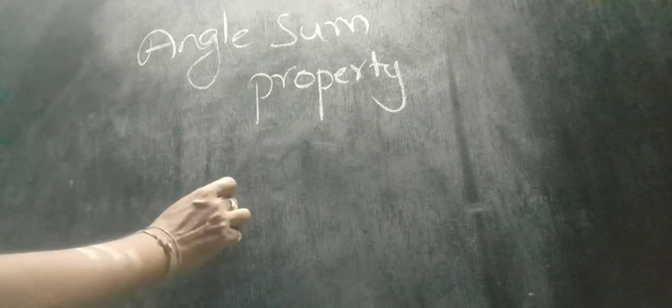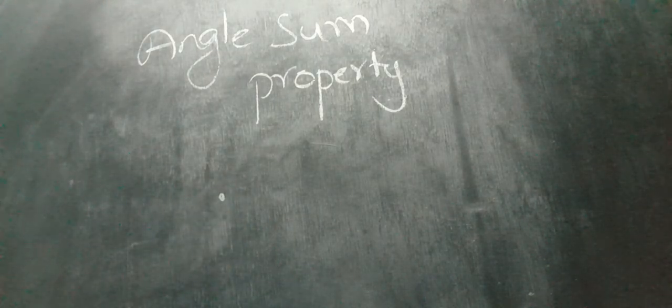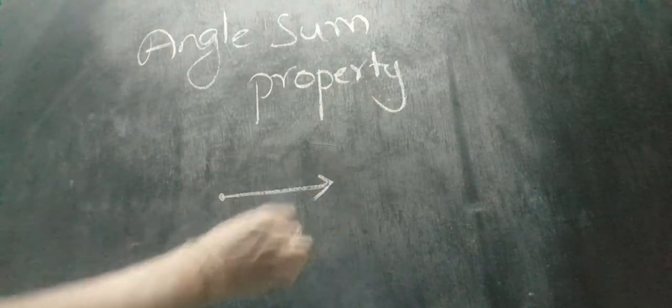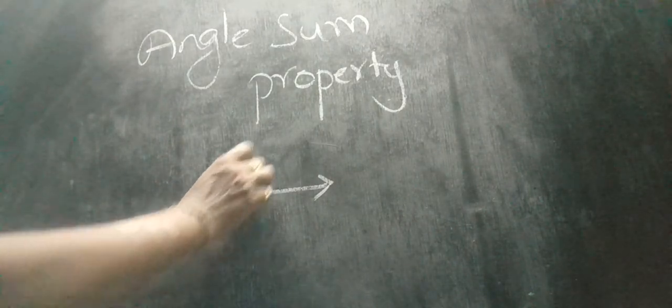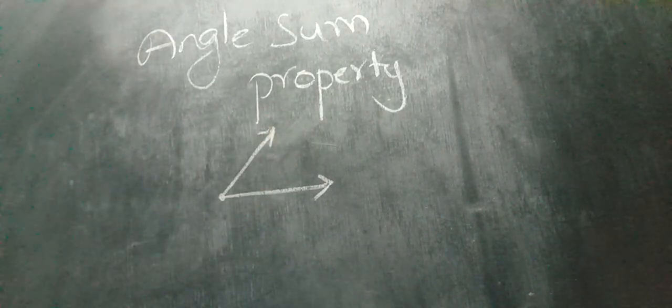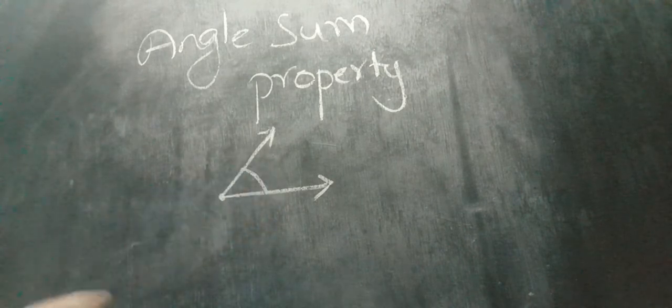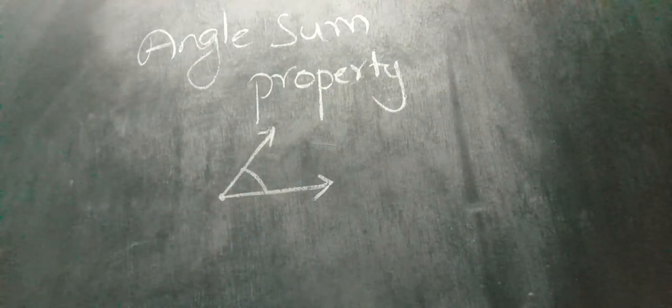Angle sum property. What is angle sum property, and what is an angle? Already we discussed about an angle. From a particular point, when two rays move in different directions, this portion is called an angle.